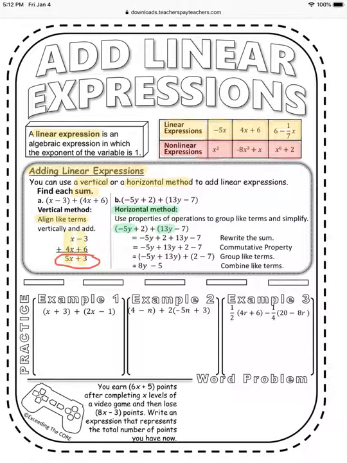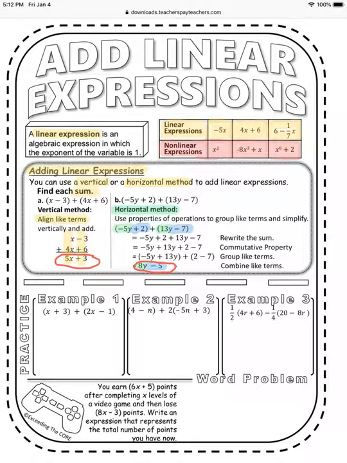So negative 5y and positive 13y is 8y. And then we group together the positive 2 and the negative 7. Make sure that 7 is negative. So when you combine positive 2 and negative 7, you end up with negative 5. So therefore, they wrote a minus 5. So the final answer is 8y minus 5. So again, these are not difficult. It's again just combining like terms.